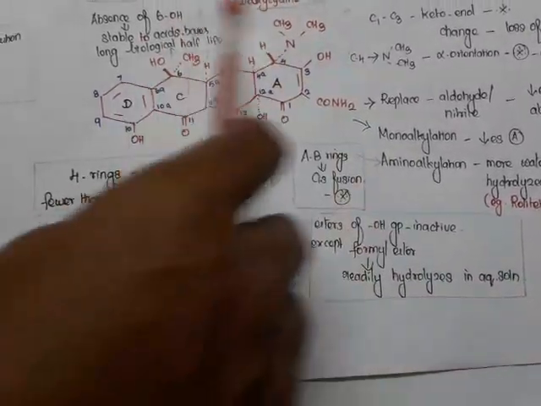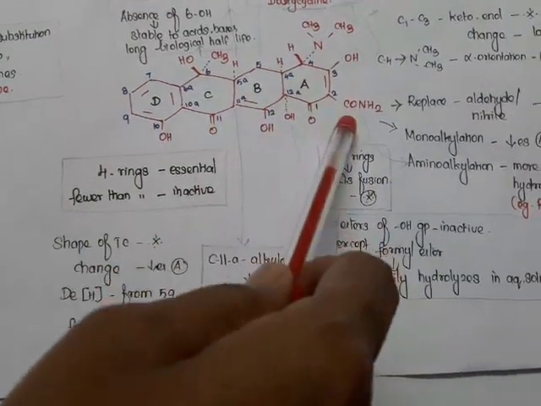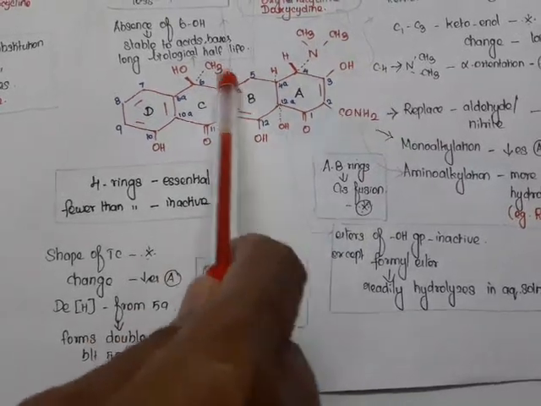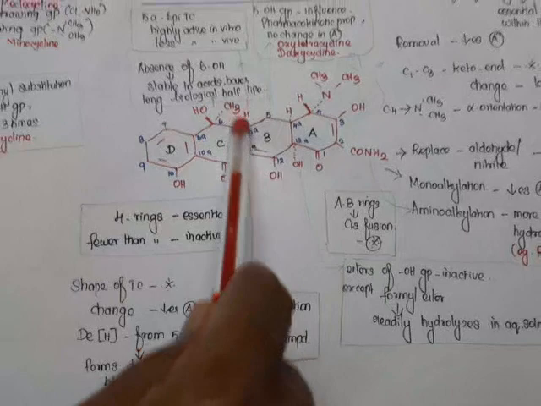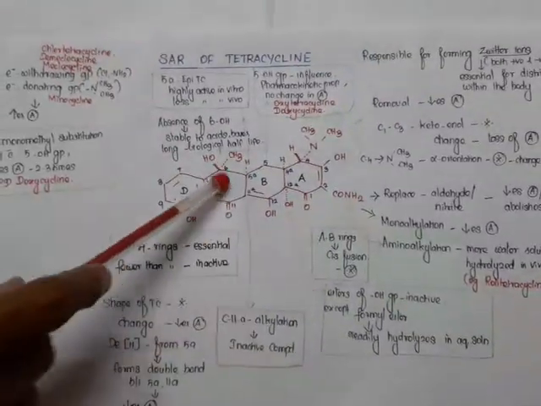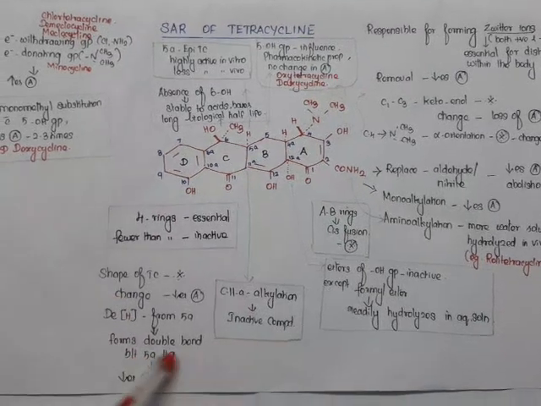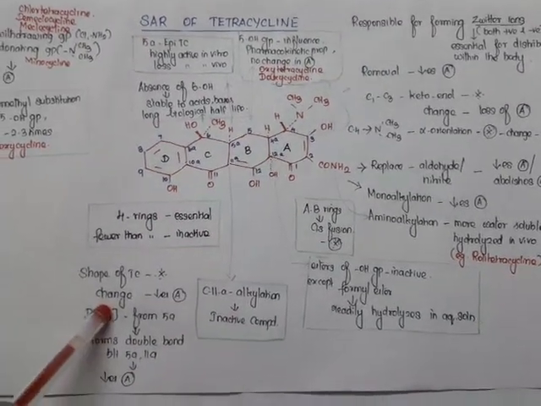Last point is the shape of tetracycline is very important. If we are changing the shape, the activity would be reduced. That's why here, 5A position it is having one hydrogen, and if that hydrogen is dehydrogenated, if that would be removed from 5A position, we are getting a double bond between 5A and 11A. If we are getting the double bond between that, the activity would be reduced. That is all about the SAR of tetracyclines.